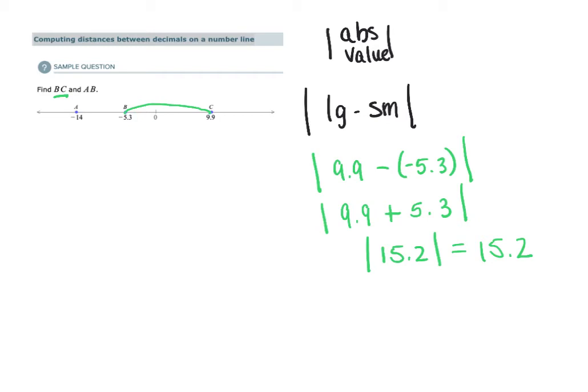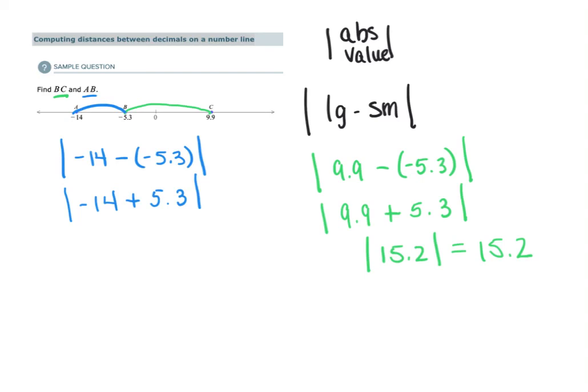So again, let's go with the distance from A to B. A to B. We're going to subtract our smaller number, negative 14, minus our larger number, negative 5.3, absolute value symbol. And I'm going to clean up inside my absolute value so that I can more clearly see: minus a negative gives me a positive or a plus, 5.3, absolute value symbol.